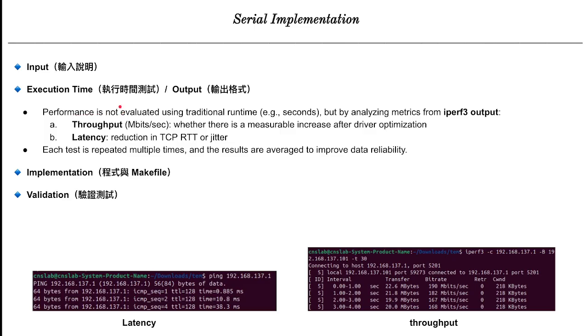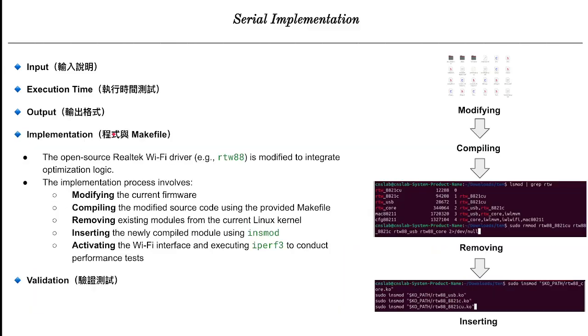For execution time and output, I'm not using the traditional runtime to measure it, and I will analyze the output provided by this tool. There are two main network performance metrics I care about the most. The first is throughput, which measures how much data can be received per second. And the second is latency, the average delay for each packet. So ideally, I want higher throughput and as low a latency as possible.